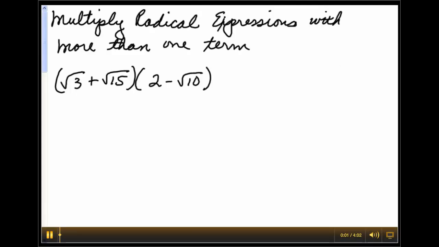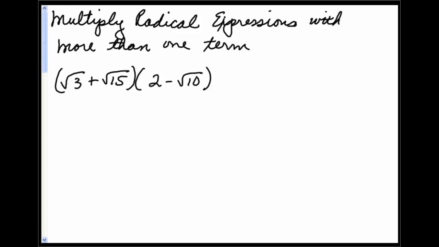In this lesson, we're going to multiply radical expressions with more than one term. So this first problem, we're going to multiply two binomials, and there's radicals in these binomials. This is going to be similar to when we multiplied binomials earlier in the semester. So in order to multiply and keep track, we're going to go back to that word FOIL, first, outer, inner, last.